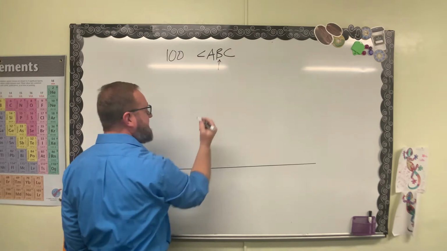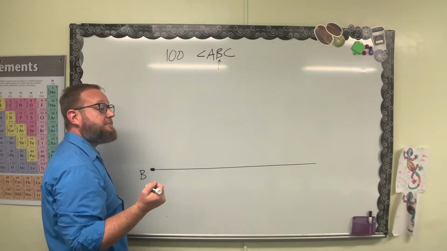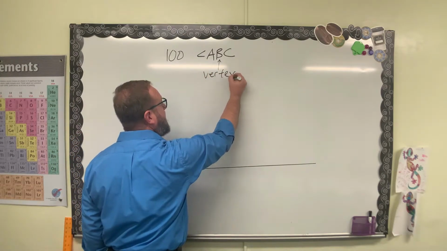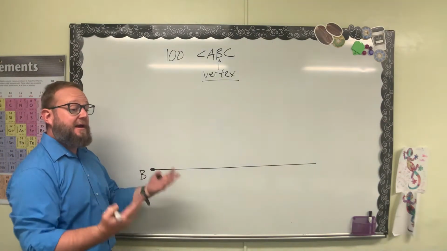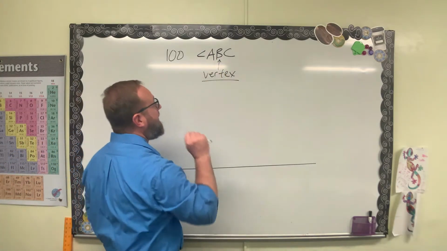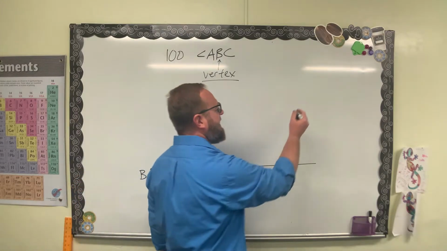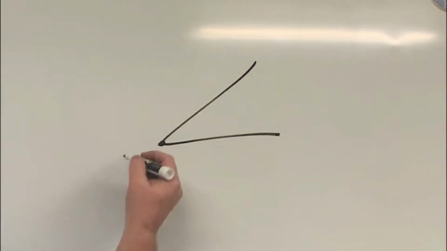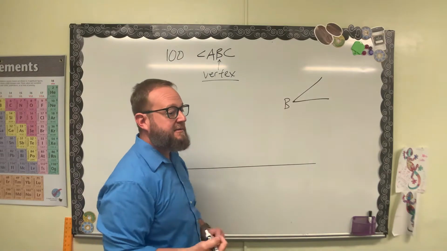The B is called the vertex. So B is called the vertex of the angle, and I would label that B because it's in the middle. There are other ways you can write the vertex. If I had an angle already drawn for me, right here, I could label this B, and that would be a way of labeling the vertex.